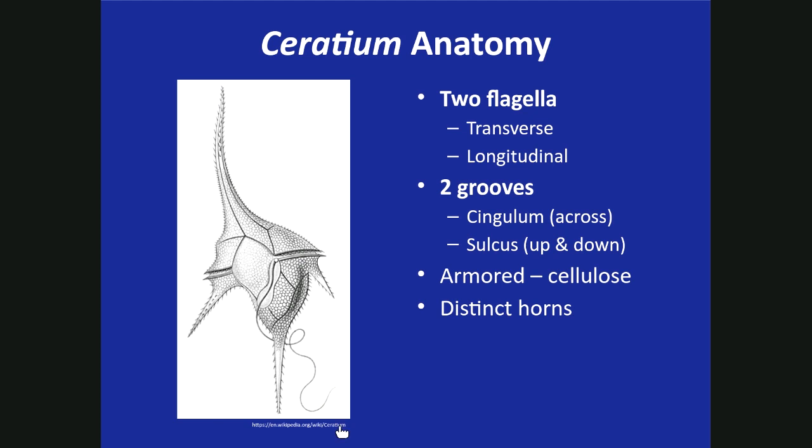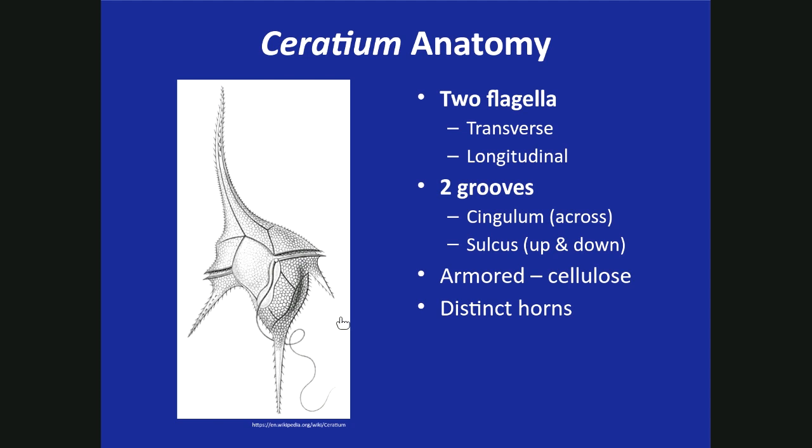The two grooves are called the cingulum and the sulcus. The cingulum is the one that goes across the midsection of the body. Sometimes it's called the equatorial groove. And then the sulcus is the one that goes up and down, kind of perpendicular to the cingulum. Ceratium is an armored dinoflagellate. Sometimes dinoflagellates don't have any armor, but again, this one does have armor, and it is composed of cellulose. You'll learn about cellulose when you learn about plants.